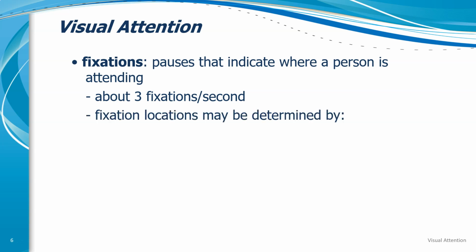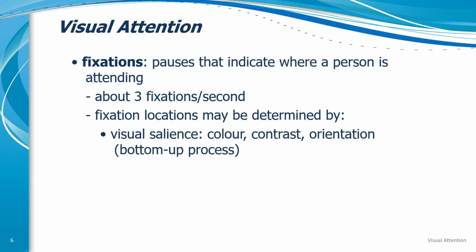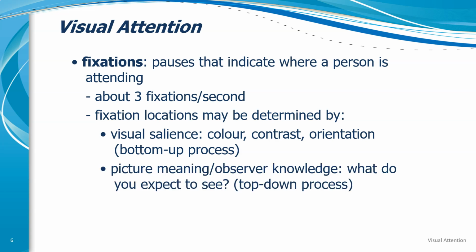Where do you choose to look? If your eyes are landing on one spot, where are your eyes going to go next? How do you decide that? There are a few things that can influence this. One is a bottom-up process called visual salience. If there's something that's a different color or a different brightness, hey, look at that bright, shiny object, that may attract your visual attention and your eye fixations.